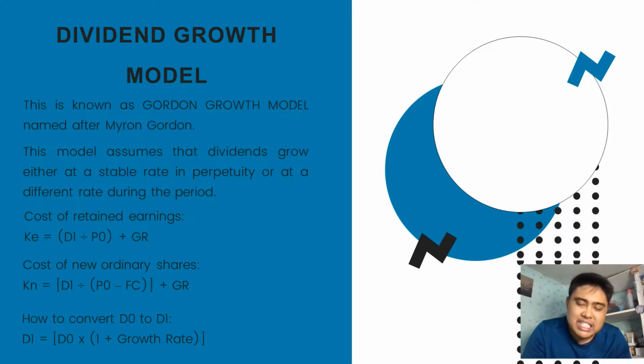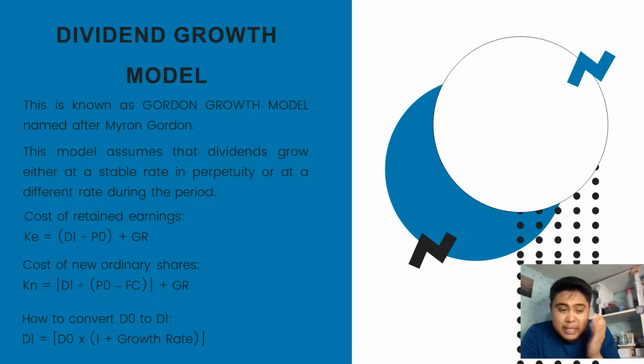And to convert D0 papuntang D1, that is D0 times 1 plus growth rate. So, for example, ang dividends per share, kasi pag sabing D1 or D0, parehong dividends per share yan. Nga lang, ang D1 future, ang D0 past or present. So, for example, nagbigay ng current dividends per share na 100. Pag sinabing current, D0 yon. Ang kailangan natin, future. Assuming ang growth rate is 10%. So, para ma-convert ang D0 papuntang D1, that is simply 100 times 1.10. Saan galing yung 1.10? That is 1 plus 10%.